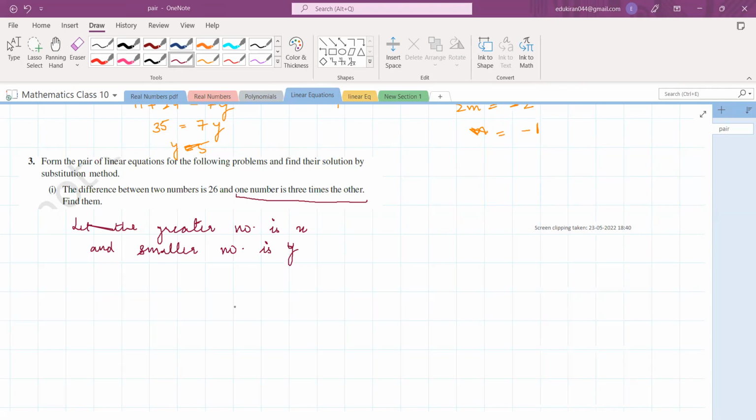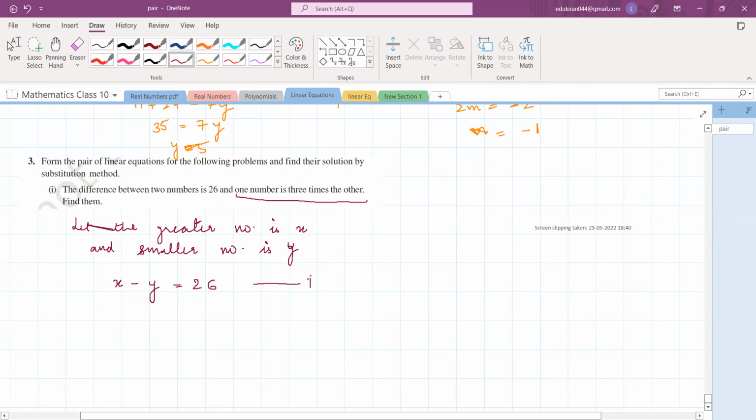Now, first thing, the difference between the two numbers is 26, right? So that means it should be greater number minus the smaller number, which is equal to 26. So this is your first equation, linear equation in two variables, right? Now, next, one number is 3 times the other. So obviously your greater number, which is your x, is 3 times the other. That means it is 3 times y. Clear?